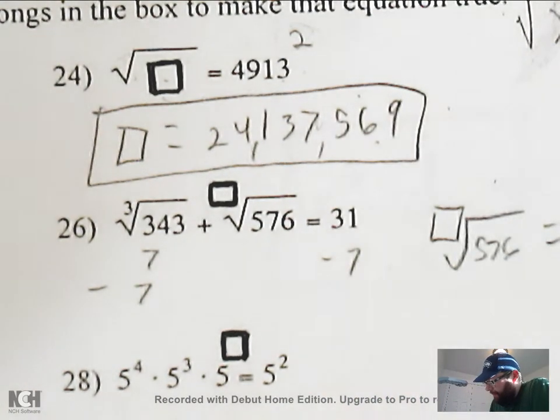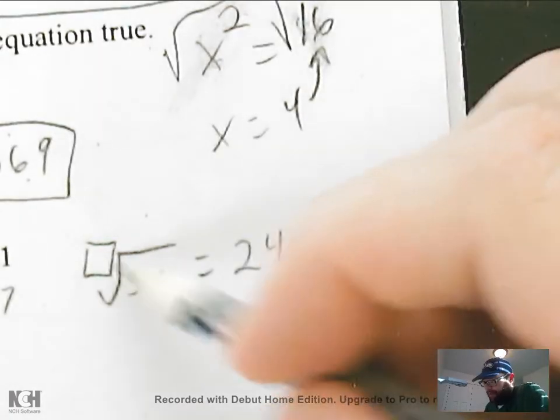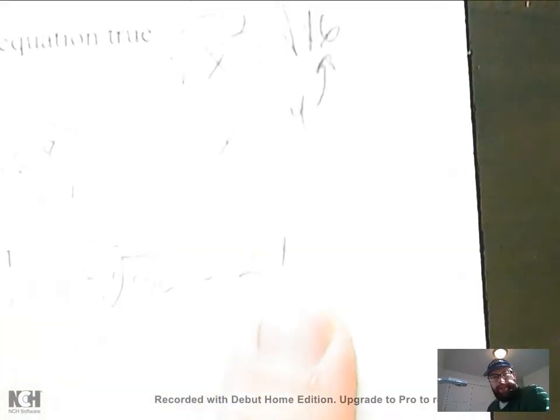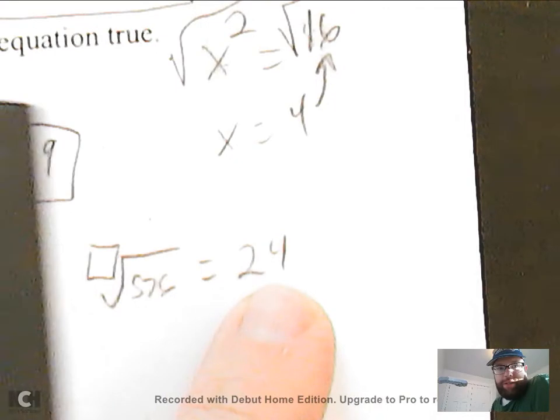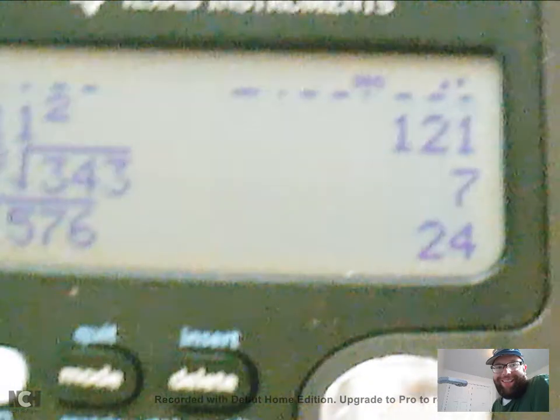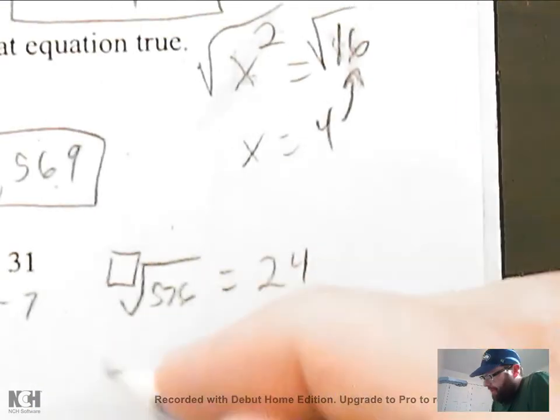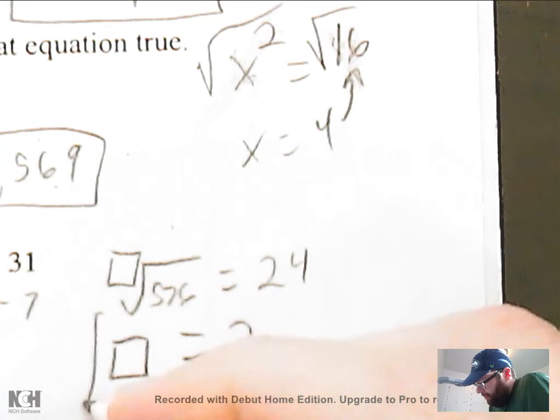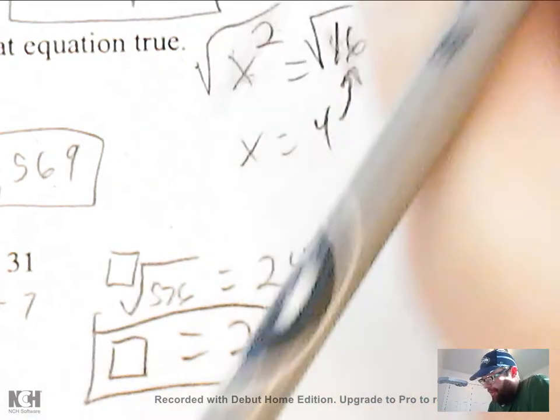Okay. Then it's just a matter of, you could do the square root of 576 and see if it's equal to 24. Or you could try squaring this 24 to figure out if it's 576. But I just did the square root. Sorry, we're zoomed in. It's hard for me to figure out where the camera is. I just did the square root of 576 is 24. So that means that box has to be a 2 because that's a square root. So the box is a 2. And that's my answer. It's 2. Okay? It is a square root.